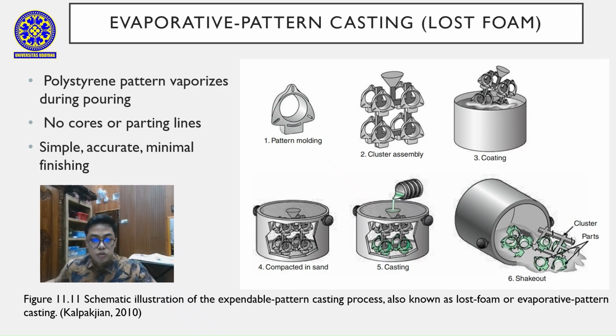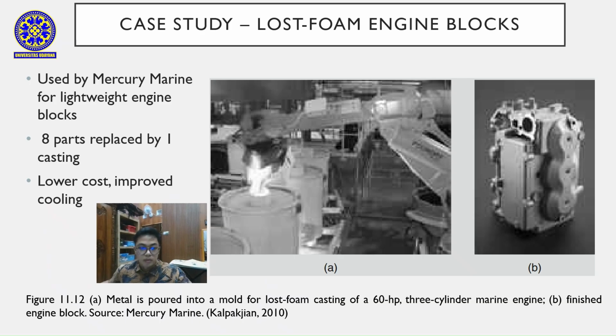This method produces smooth and accurate casting, widely used in the automotive industry. A great example of the loose foam process is in Mercury Marine's production of aluminum engine blocks. By using loose foam casting, they replace 8 separate die-cast components with a single integrated casting. This resulted in a lighter, cheaper, and more efficient engine with improved cooling performance.